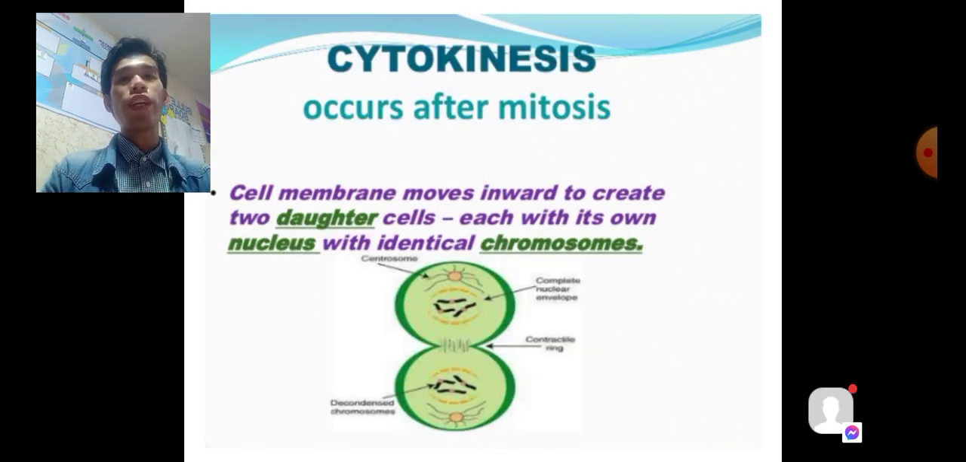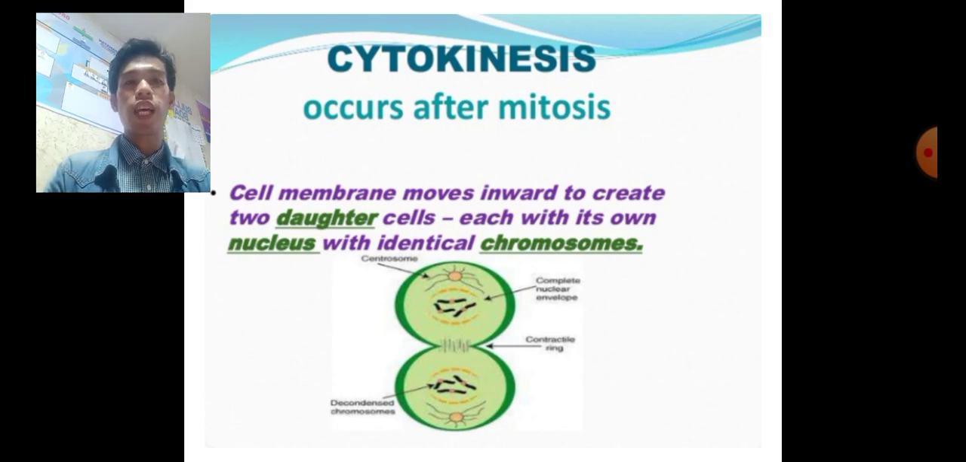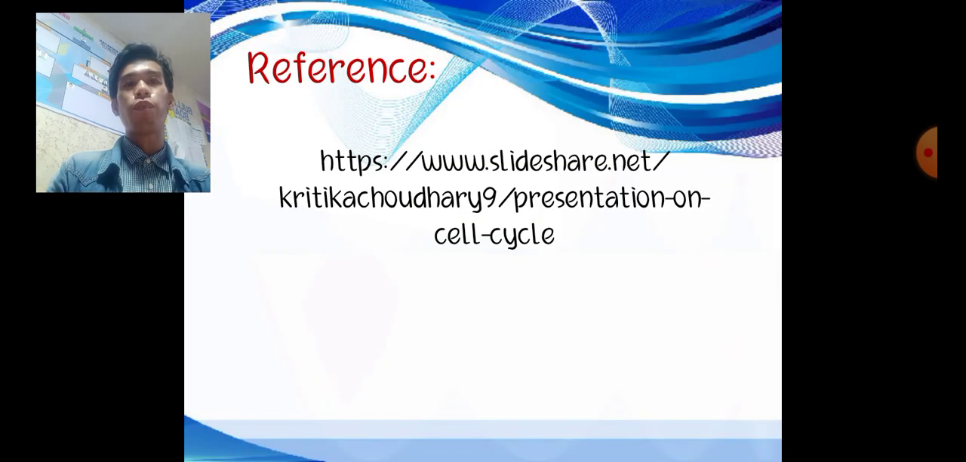Then, we have here the cytokinesis. It occurs after the mitosis. The cell membrane moves inward to create two daughter cells, each with its own nucleus and identical chromosomes. So what you see in the illustration is an example of cytokinesis.